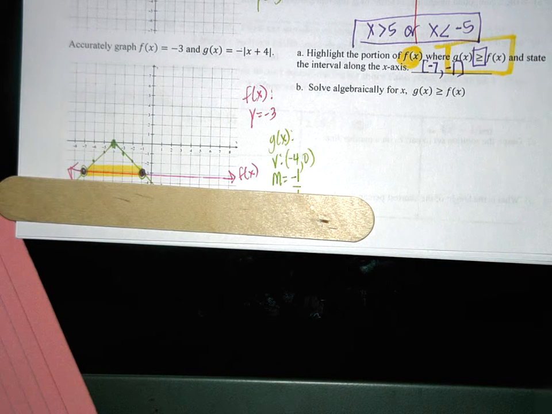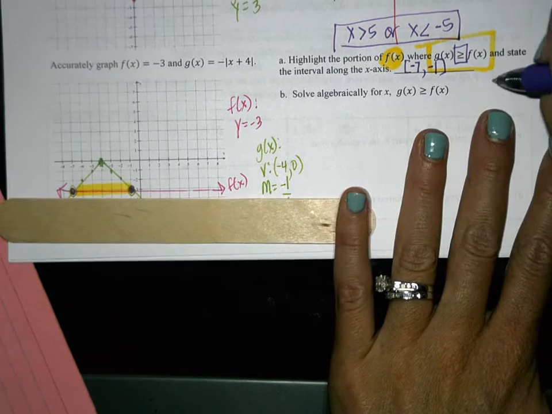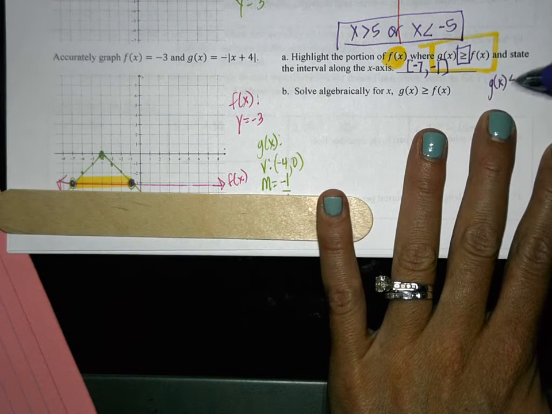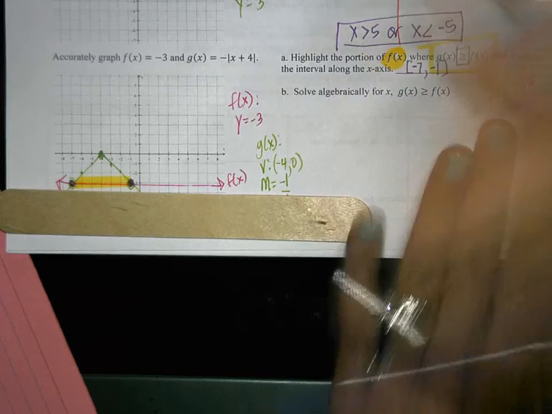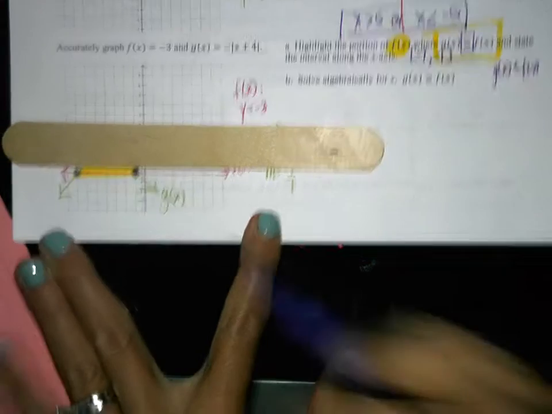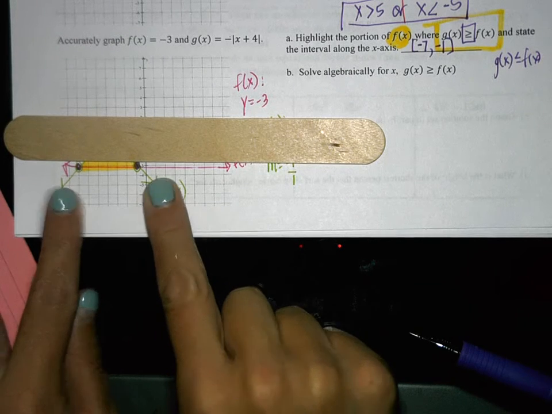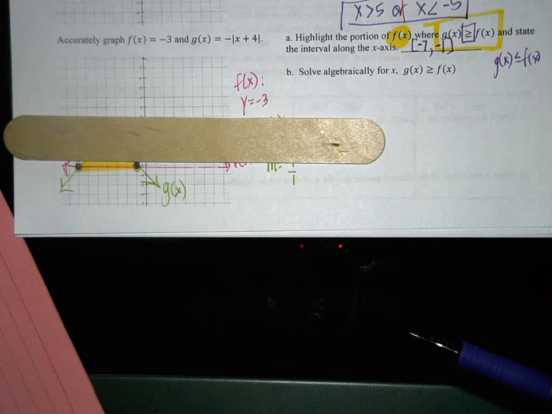If it had said g of x is less than or equal to f of x, highlight that portion, I would have flipped this around and I would have only highlighted the outsides, because see how g of x is below the f of x line on the outsides, and so I would have highlighted the two outside marks. Yes? One here says that it's greater than, and up here says it's greater than 4, and the or shows outside.